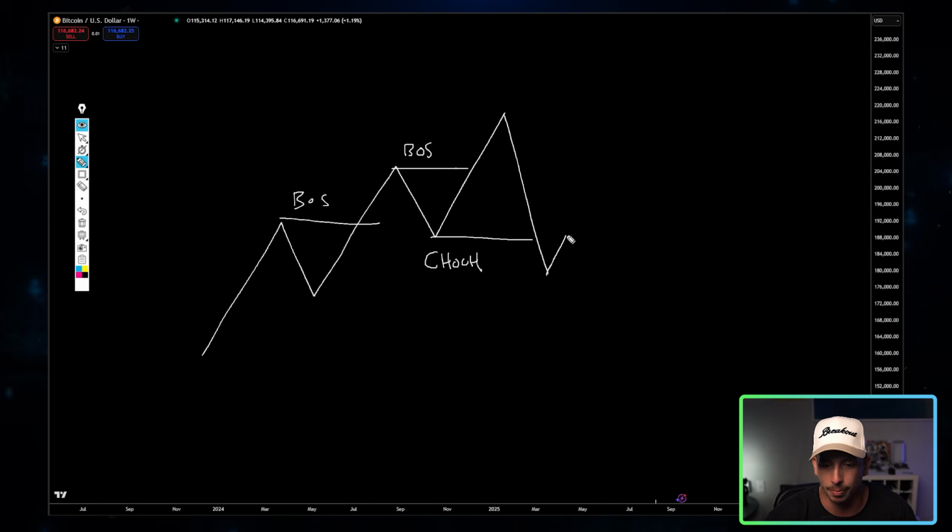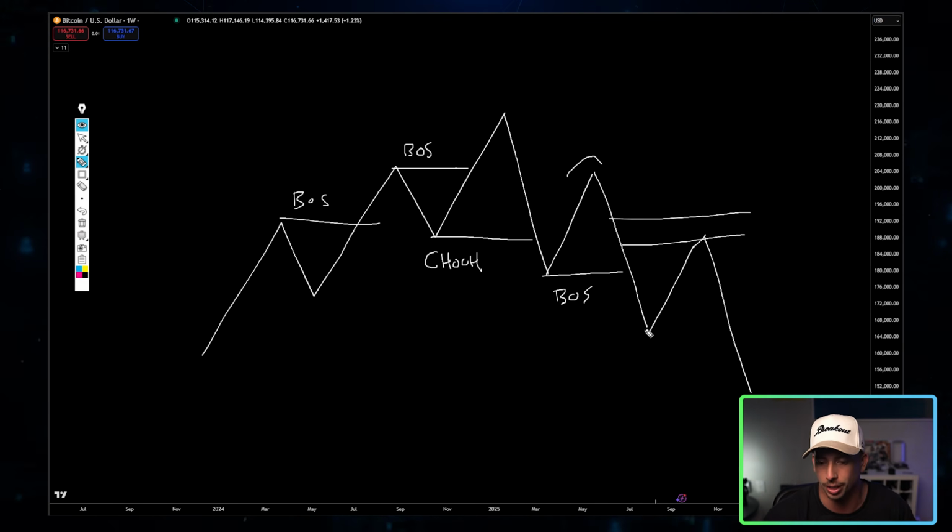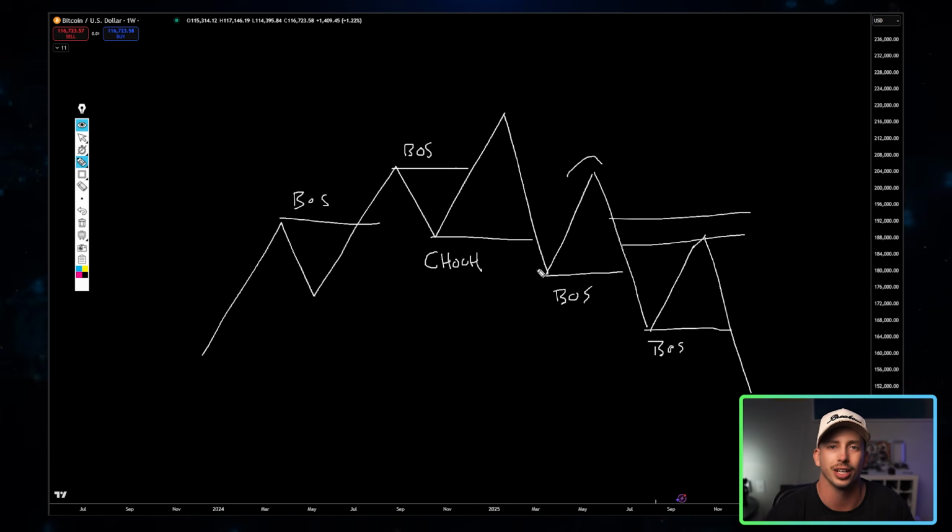And then price ends up bouncing. It makes a lower high. And now, boom, we've had a break of structure to the downside. We are now downtrending. And so instead of looking to long pullbacks, we might be looking to sell pullbacks because price has changed character from bullish to bearish. So a change of character is a clue that the trend might be reversing.